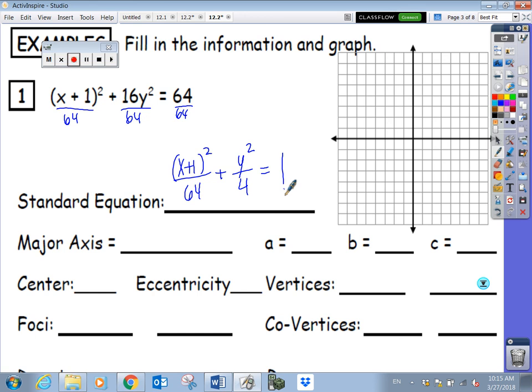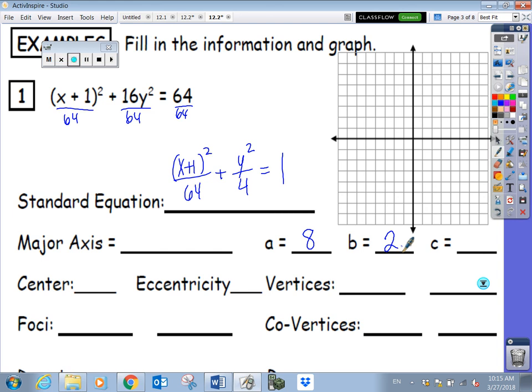So now that you have it in standard form, now you can find some things. I usually start with A, B, and C. A is always the bigger number. So if A squared is 64, A is 8. A is a distance, the distance from the center to the vertex. Therefore, it is not plus or minus. It is only the positive. A is a distance. B is a distance. B squared is 4, so B is 2.